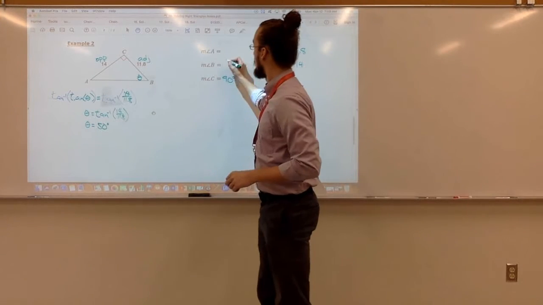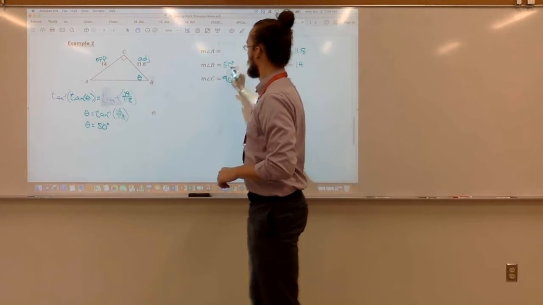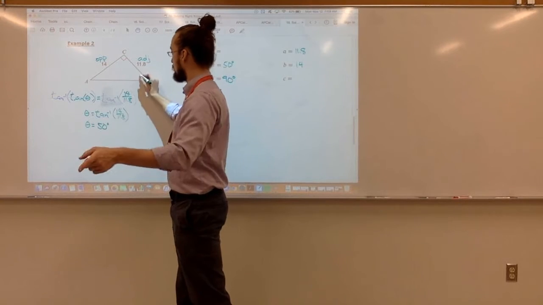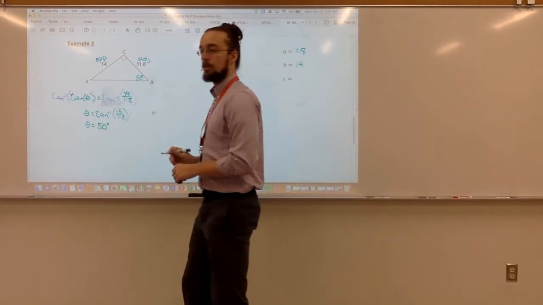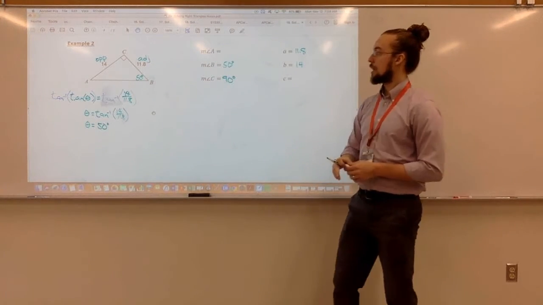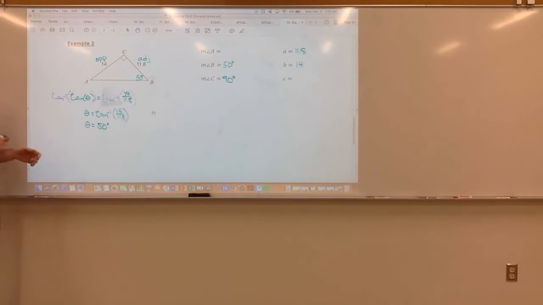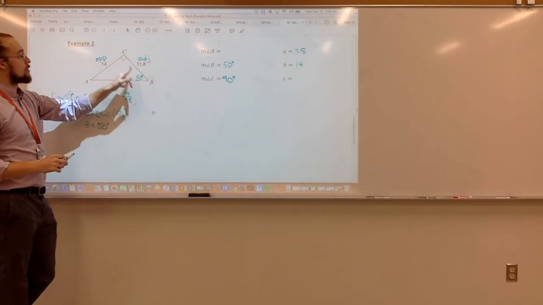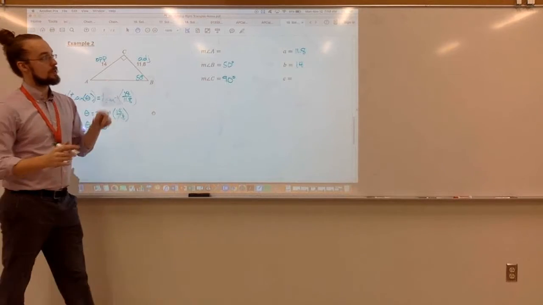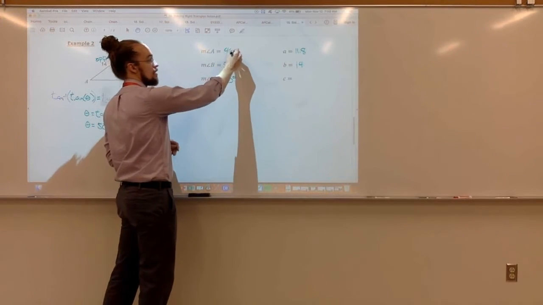Alright, so we just found that angle B is 50 degrees. Now once I know two angles, I subtract from 180 and that equals A. Exactly. So now I don't have to use inverse trig to find the other one. I can just use the idea that all three angles add to 180. So 180 minus 50 minus 90 gets me 40.